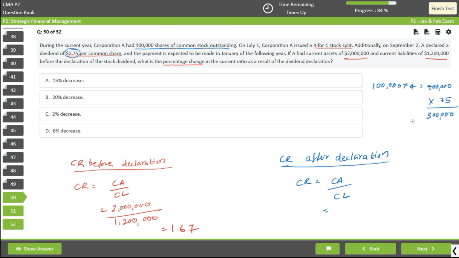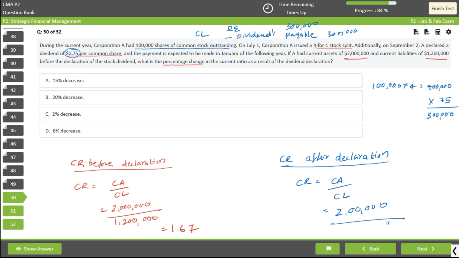So on the date of declaration, we pass an entry, that is retained earnings account is debited and dividends payable account is credited. By how much? It's by 300,000. So your current liabilities are increasing by 300,000. So now the current assets was 2 million. The current assets remain the same, but there is a change in your current liabilities.